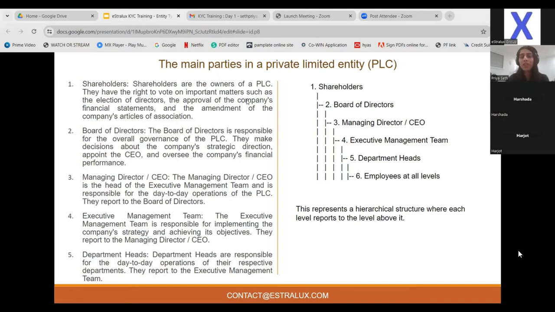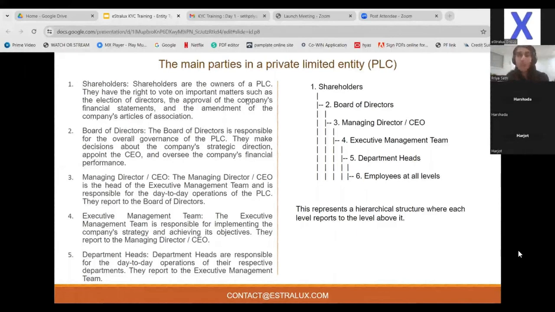You all must be working professionals, with your immediate manager or your manager's manager. Likewise, they have these. So you have managing directors and CEOs. Then you have an executive team, who basically implement the strategies. Again, don't go into much detail on this; it's just to explain what parties are there. Then you have department heads, who are responsible, for example, a finance department head or the compliance department head, who make sure all things are going well and managed accordingly.